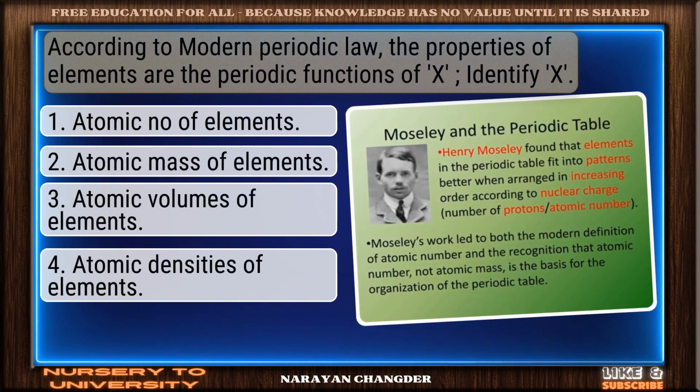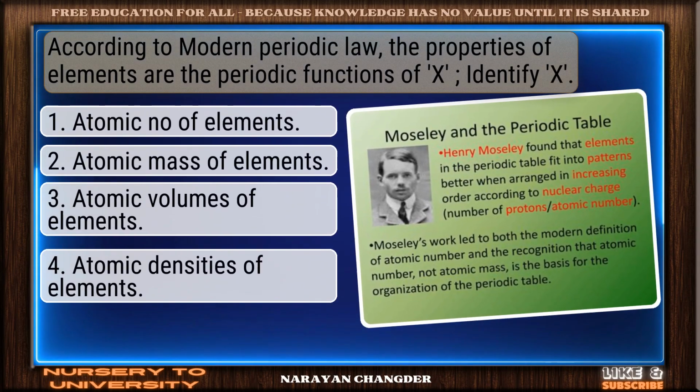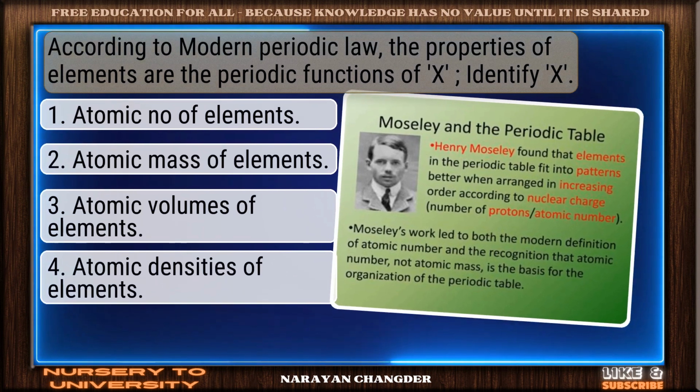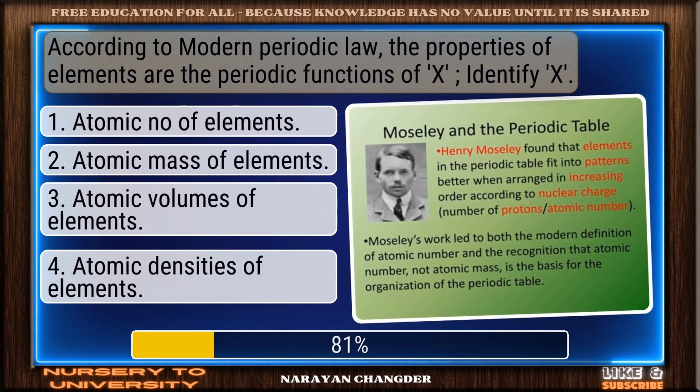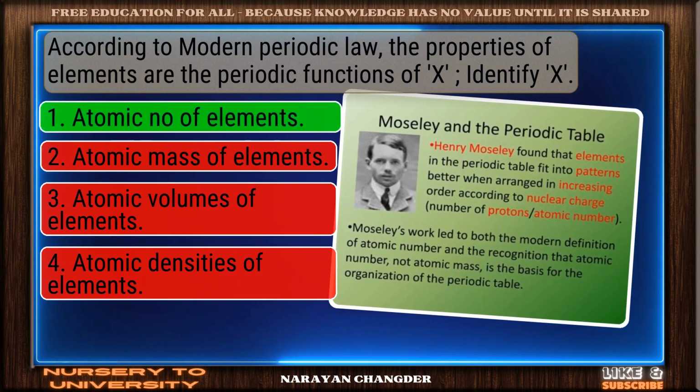According to modern periodic law, the properties of elements are the periodic functions of X. Identify. Smart pick. Atomic number of elements is correct.